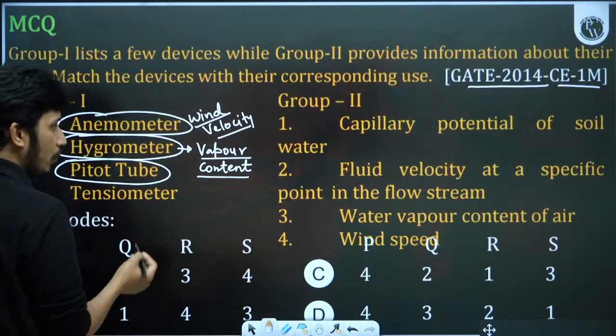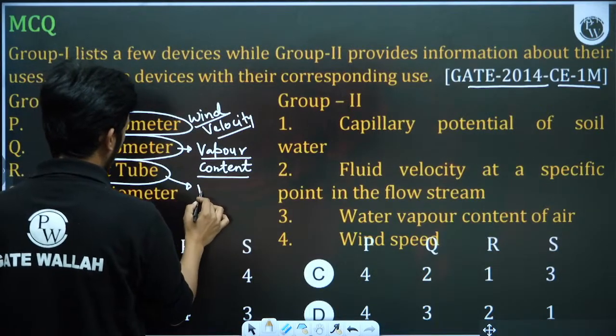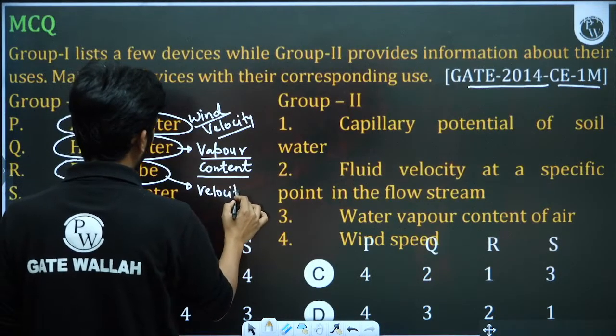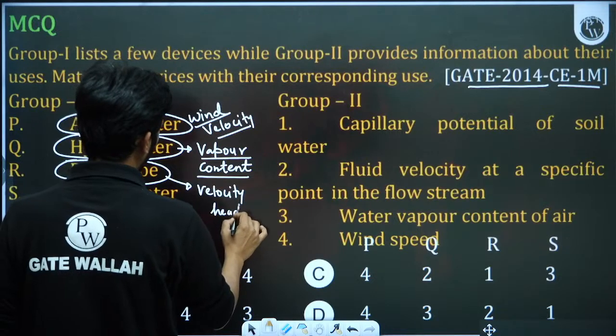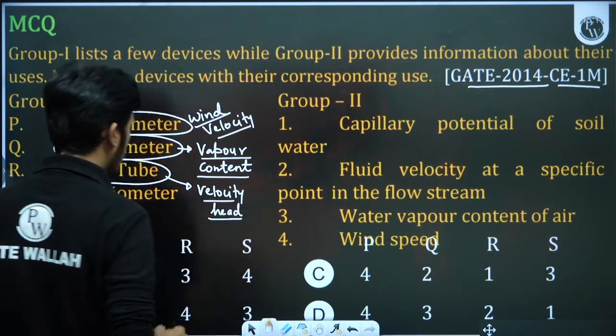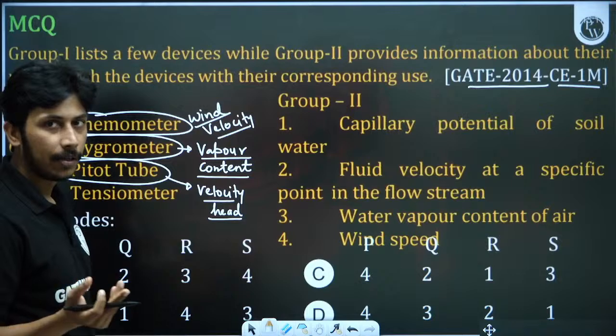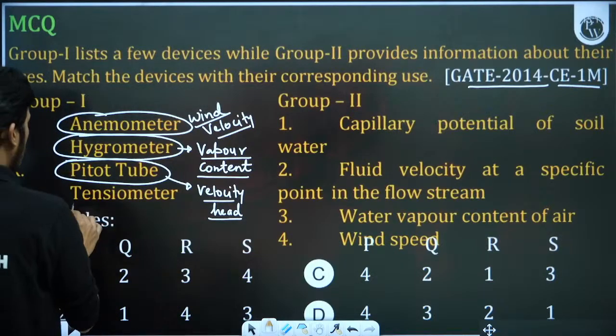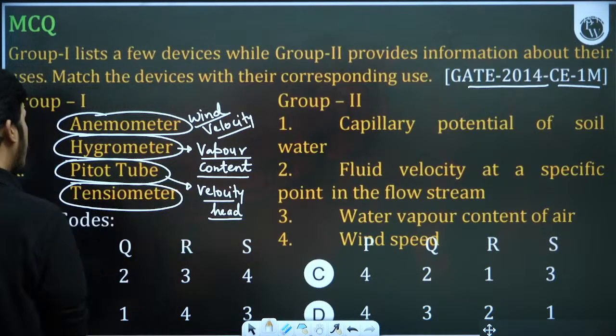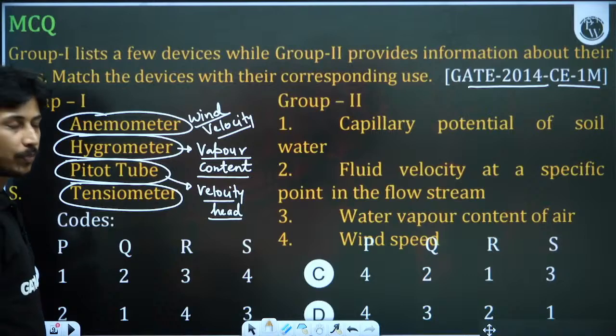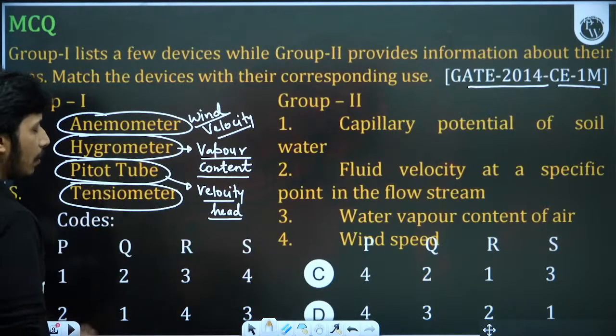Now the pitot tube: we know velocity head and total head. If we have to give only one answer, we will give velocity head, because total head can be measured by anything. The pitot tube generally measures velocity, so if one answer is needed, it is velocity head. If total is also there, we can give total head as the answer.